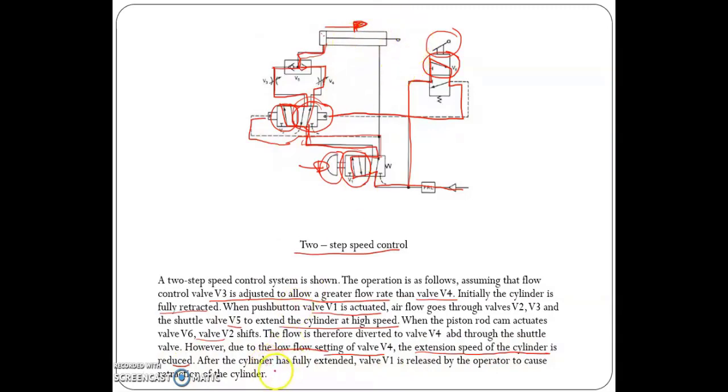After the cylinder has fully extended, valve V1 is released by the operator to cause the retraction of the cylinder. So bila kita release the V1, dia akan shift to this position. Okay. So dia akan masuk and retract the cylinder.